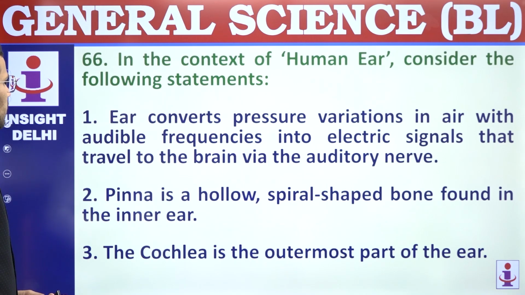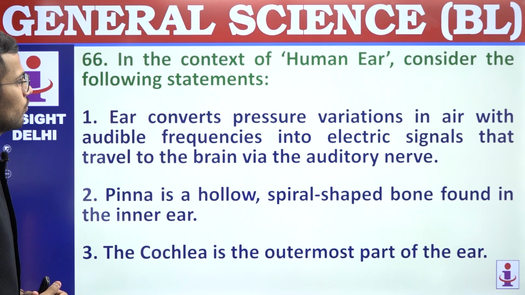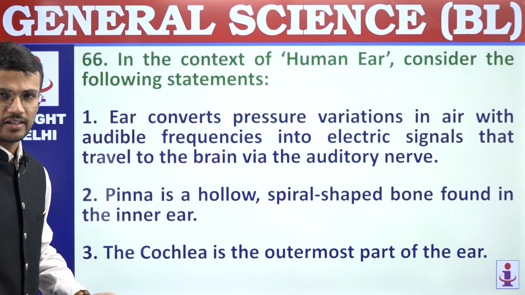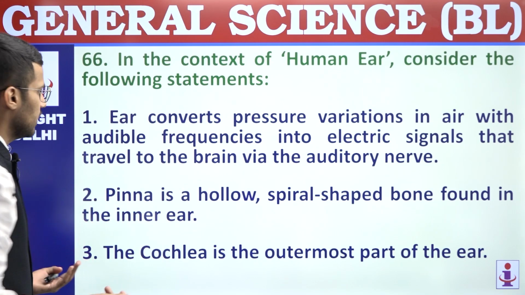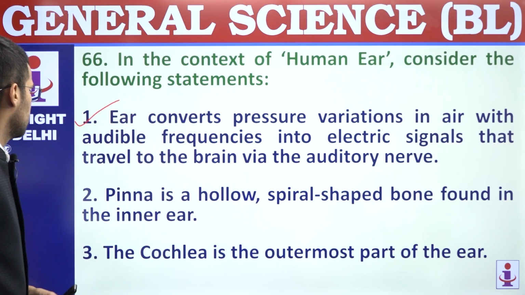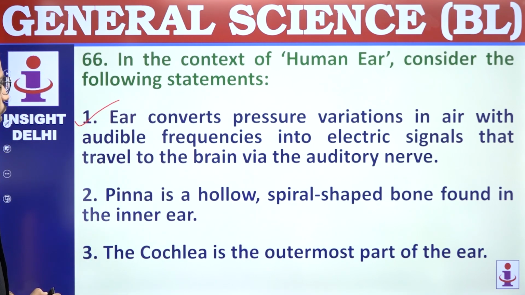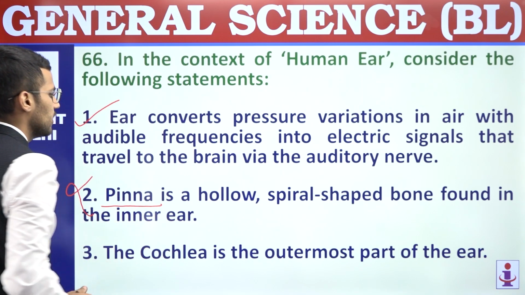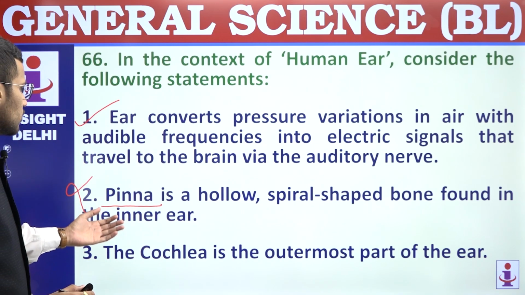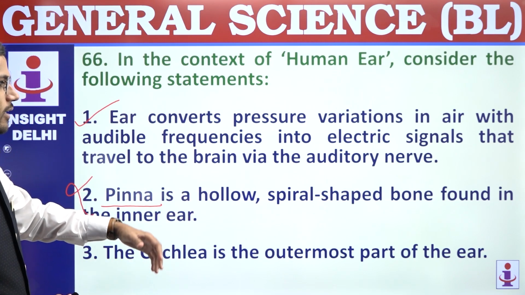Next, 66. In the context of the human ear, consider the following statements. First, the ear converts pressure variations in air with audible frequencies into electrical signals that travel to the brain via the auditory nerve, right? So this is how our ear functions. Second, pinna is a hollow spiral shaped bone found in the inner ear. So this is an incorrect statement, because pinna is the outermost part of the ear. It is not the hollow spiral shaped bone.